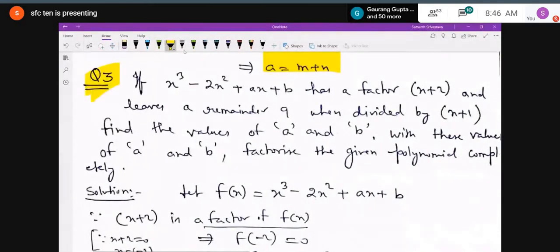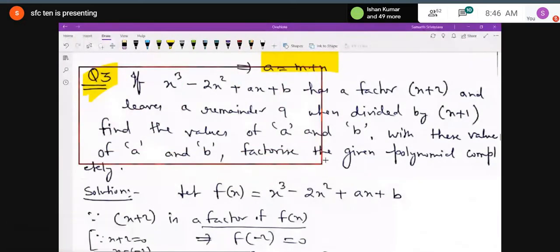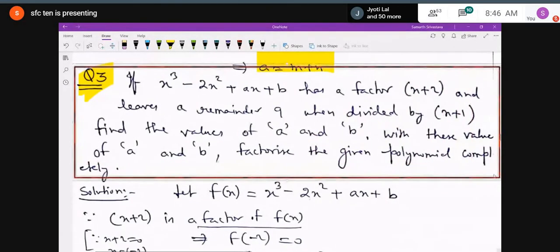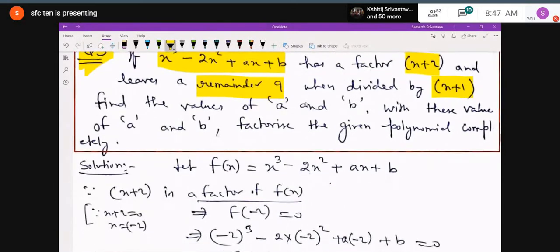If x cube minus 2x square plus ax plus b has a factor x plus 2 and leaves a remainder 9 when divided by x plus 1, find the value of a and b. With these values of a and b, factorize the given polynomial completely. So it is clear that it is a clear-cut rational integral function of x. So I have written let f(x) is equal to x cube minus 2x square plus ax plus b. And it is already saying in the question it has a factor x plus 2. That means x plus 2 is the factor.